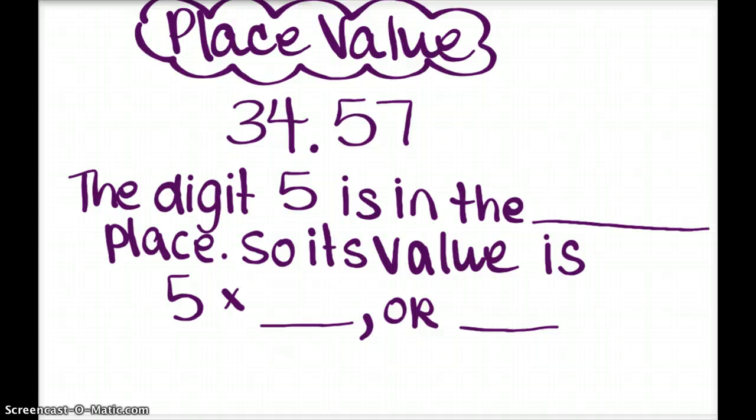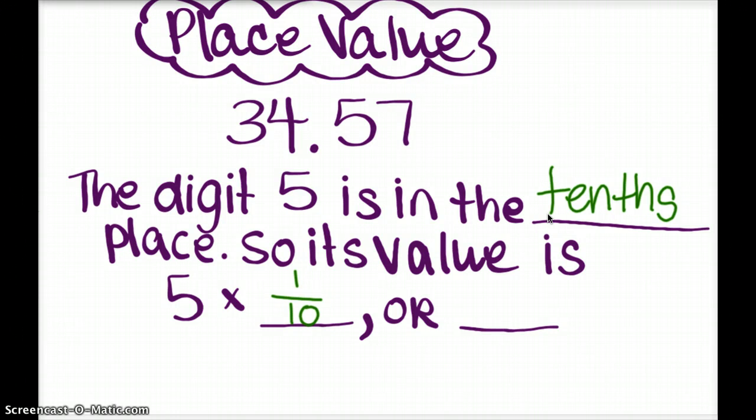So the digit 5 is in the tenths place. So its value is 5 times what? Chris? 1/10. Yeah, 5 times 1/10. And that gives its value what? Chris? 5/10. So you can either write it as 5 over 10, or you could write it as 0.5. I wrote it as 0.5. Awesome.